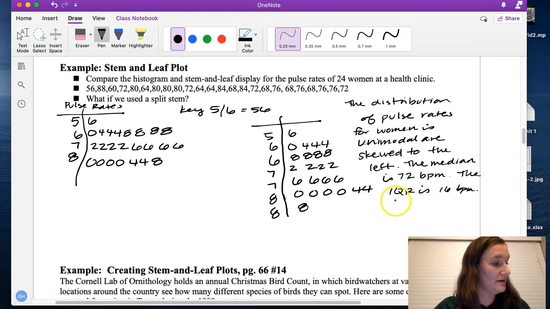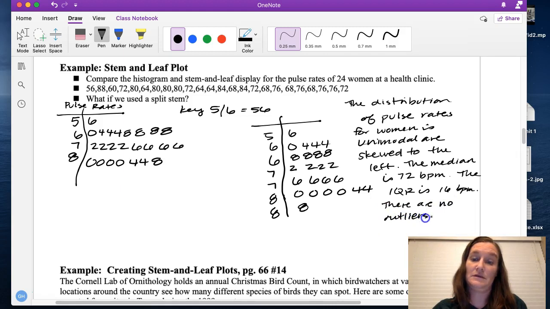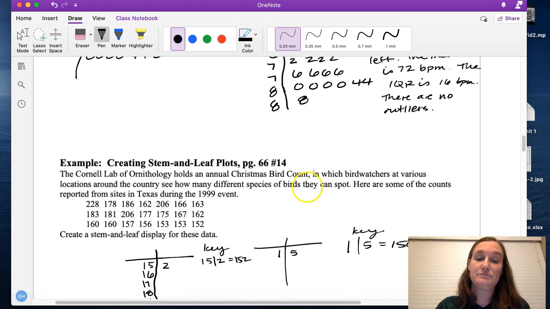Let me see what I originally put, because I'm not looking at it. I'm going to say there are no outliers because nothing sticks out to me. But you could actually calculate it. I'm just being a little bit lazy because I know I have one more example after we do this. Okay, so that's how you would describe it.